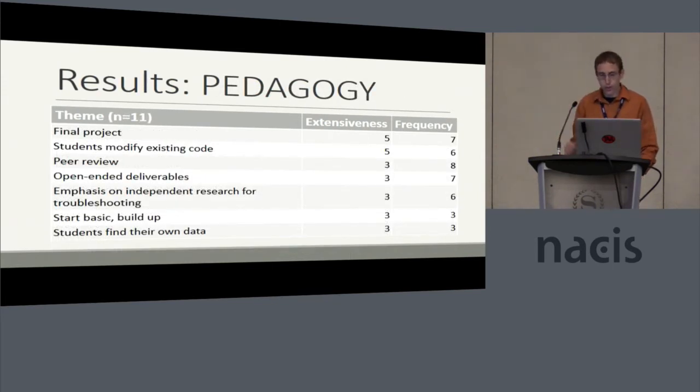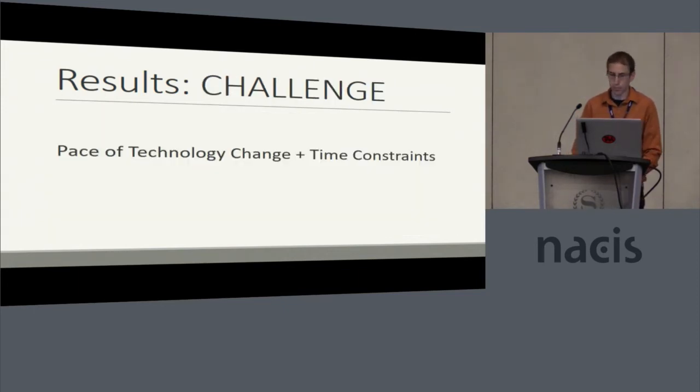I have reduced sample size for pedagogy because I haven't finished the analysis. Lots of people, pretty much everyone did a final project as part of the class. A lot of people were giving students existing code for them to modify. Peer review was popular, having students peer critique each other's projects. Emphasis on independent troubleshooting, students going out and finding their own solutions, finding their own data, and then starting from the basics and building up.